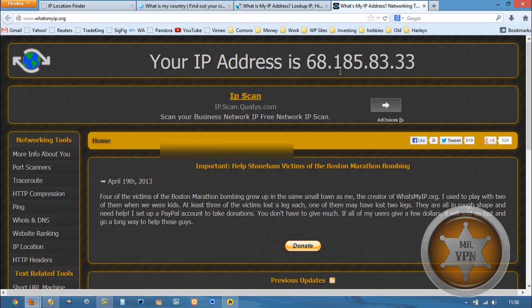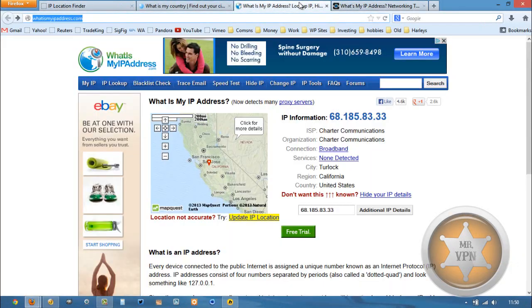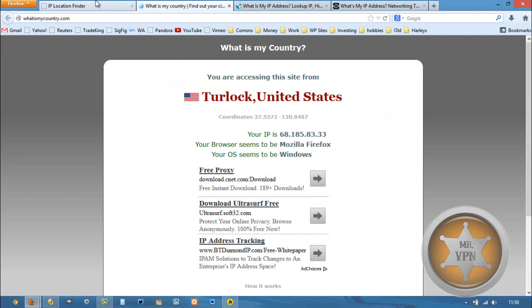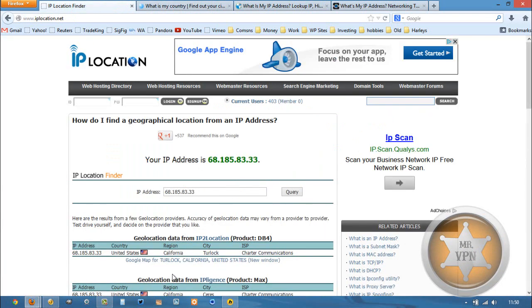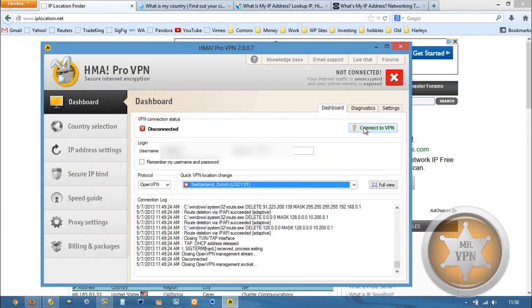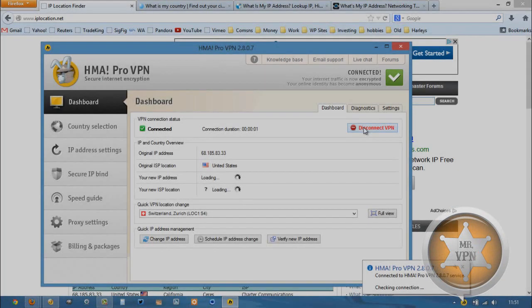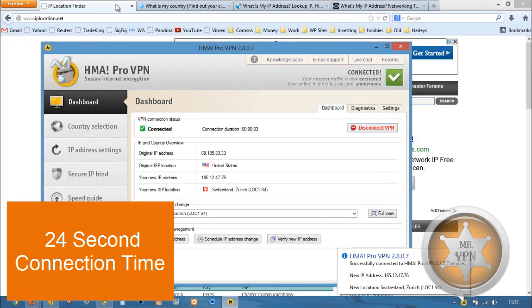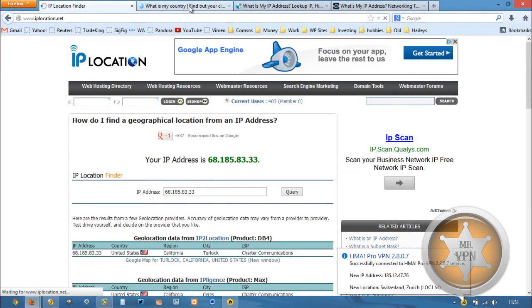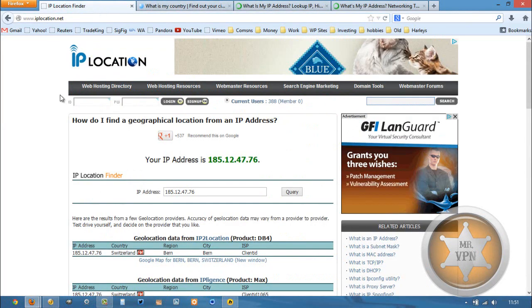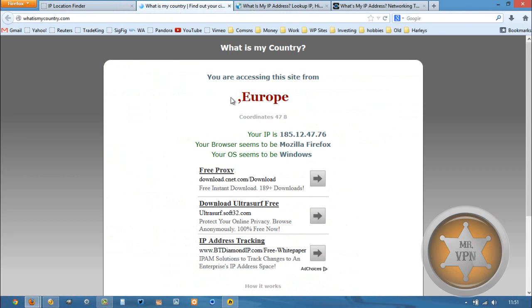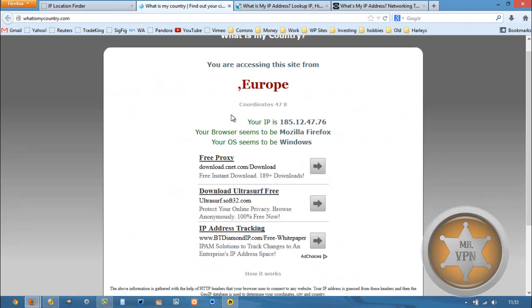So you can see that this is showing my actual IP address in California. Now we are going to connect to the VPN. Okay, we are now connected. We're going to refresh these. Okay, here we are showing Switzerland. Here we're showing Europe.